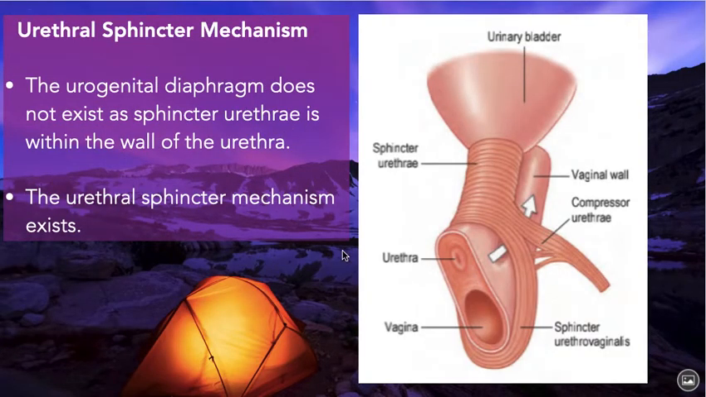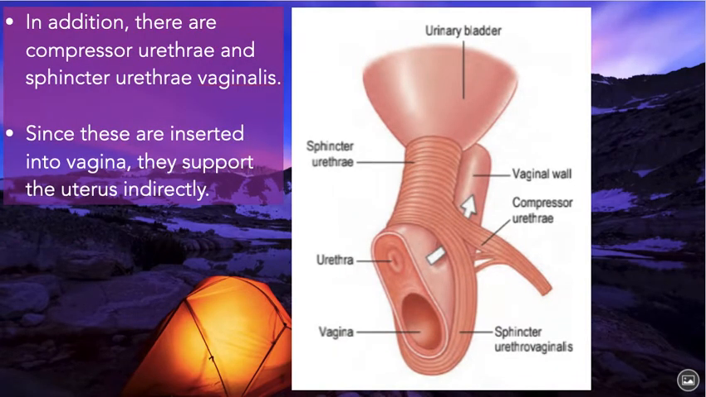Now, the urethral sphincter mechanism. The urogenital diaphragm does not exist, as the sphincter urethrae is within the wall of the urethra. The sphincter urethral mechanism exists. In addition, we have the compressor urethrae and the sphincter urethrovaginalis. They are inserted into the vagina and they support the uterus indirectly.